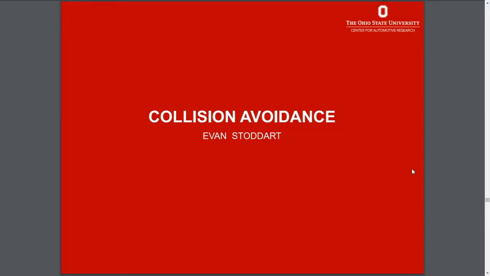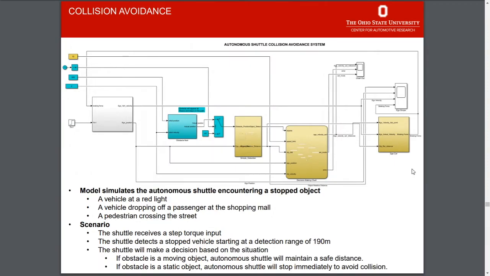Our autonomous shuttle will be equipped with a collision avoidance strategy. This following simulation shows the collision avoidance strategy being deployed with the longitudinal model for the vehicle discussed earlier. The simulation could show a target vehicle at a red light, or a vehicle dropping off a passenger at the shopping mall, or perhaps a pedestrian crossing the street in front of our autonomous shuttle.